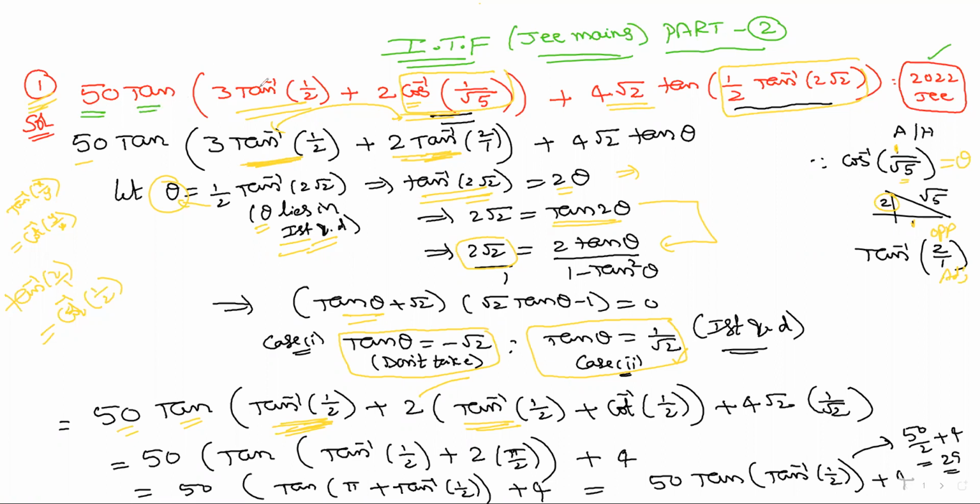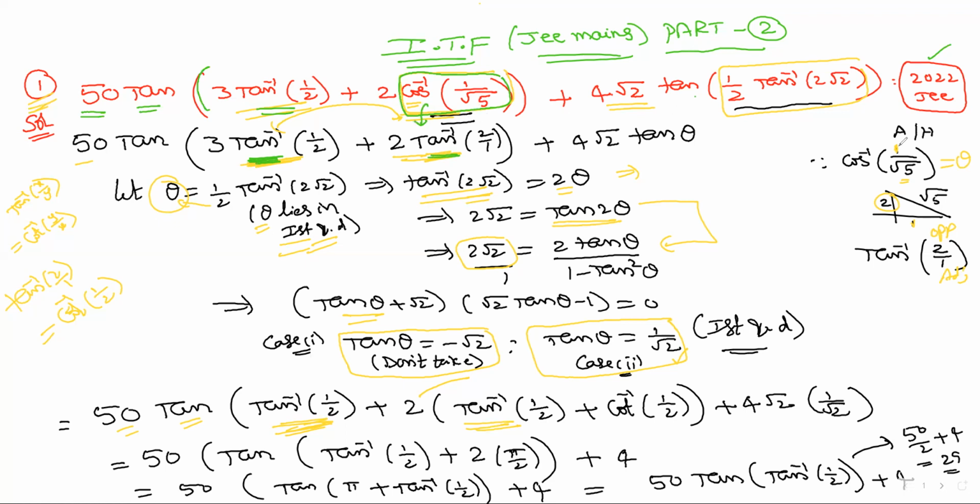50 times tan of (3 tan inverse of 1 by 2 plus 2 cos inverse of 1 by root 5 plus 4 root 2 times tan of tan inverse of 2 root 2). Here we have cos inverse of 1 by root 5. Let us convert this cos inverse into a tangent function. Why? Because here we have tan inverse x plus tan inverse y, and one formula is there: tan inverse of (x plus y) by (1 minus xy).